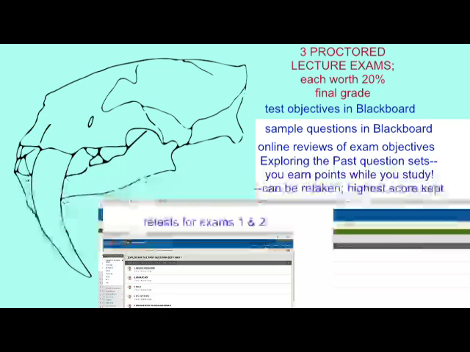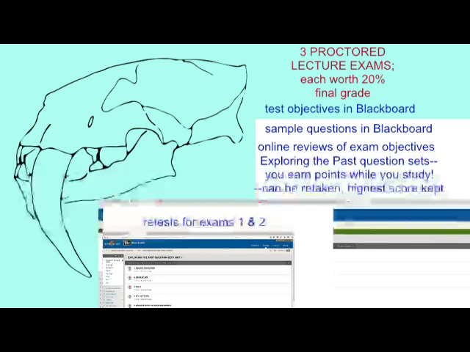If you find that an exam does not go as well for you as you would like, then for the first 2 exams, you may take a retest. And if you do better on the retest than you did on the original exam, the 2 grades will be averaged together.